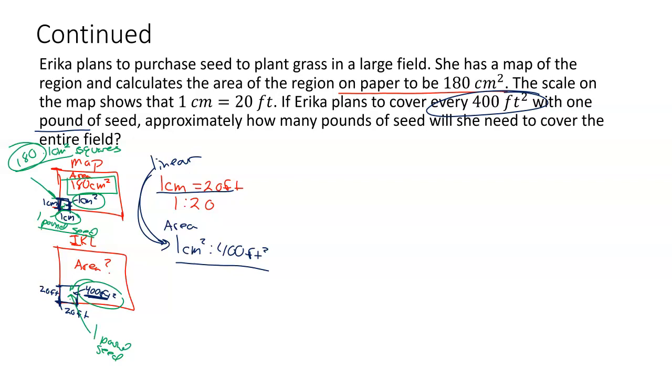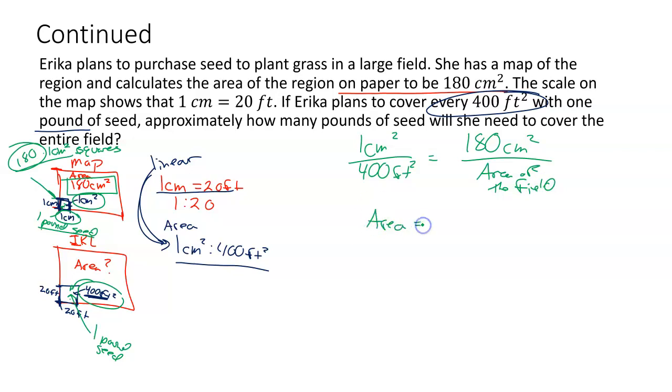The long way would be to set up your proportion. 1 centimeter square to 20 feet, or I'm sorry, 1 centimeter to 20 feet. And then, actually no, we'd have to do the conversion first. Yeah, 1 centimeter squared to 400 feet squared. And say, okay, well I know my map is 180 centimeters squared. How much is the area of the field? Well, we'd have to cross multiply and solve, and we'd find that the area of the field is 720,000 feet squared.